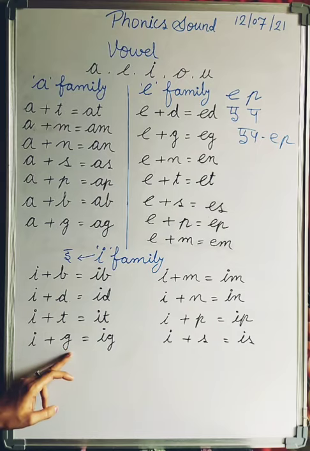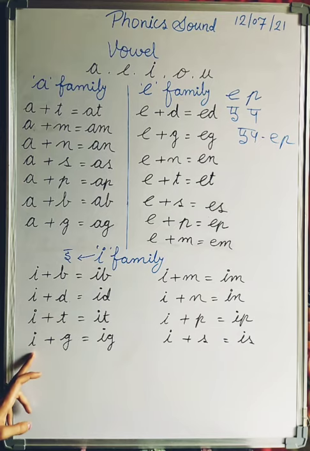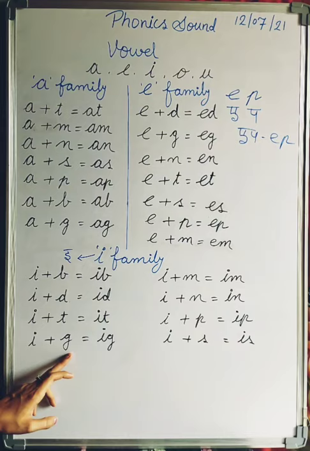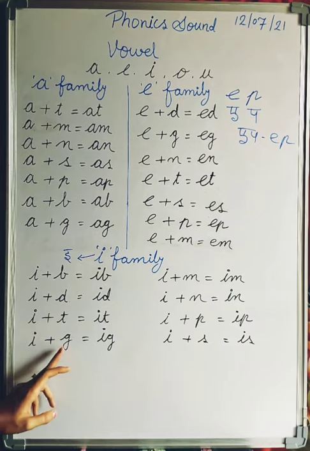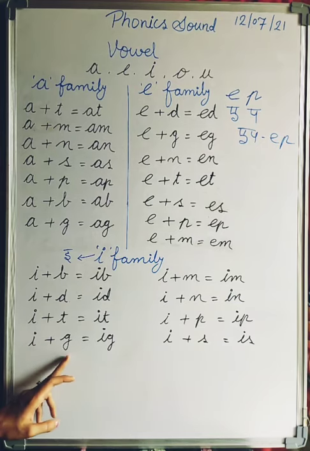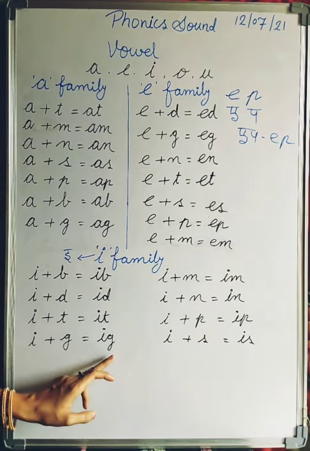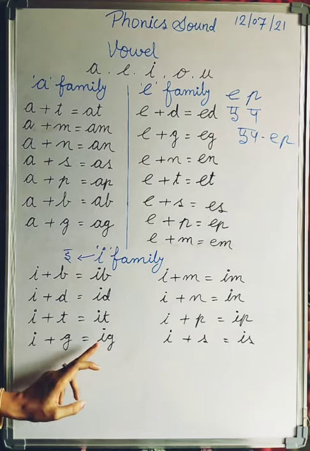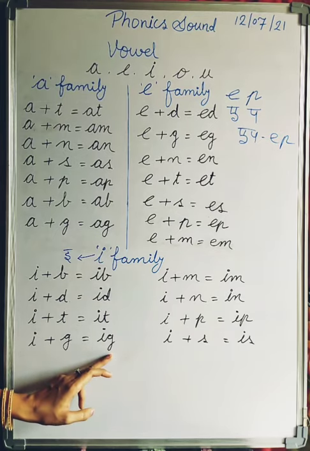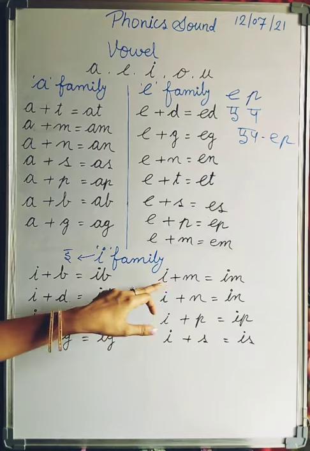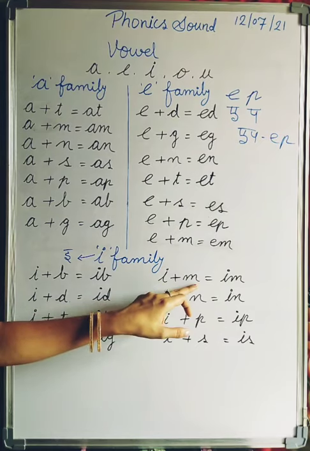I, G. This I makes the sound like E. And this G makes the sound like G. So we get the sound E, G. Ig. Okay. Then I, M.